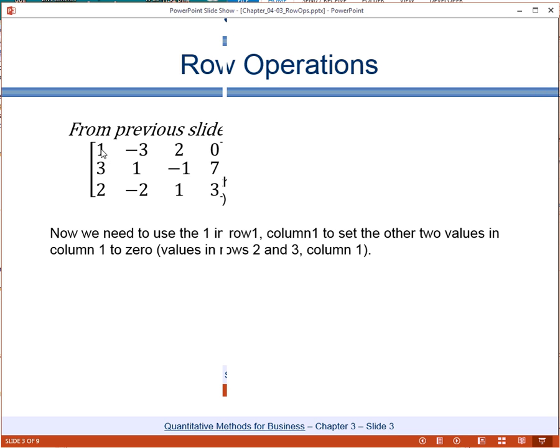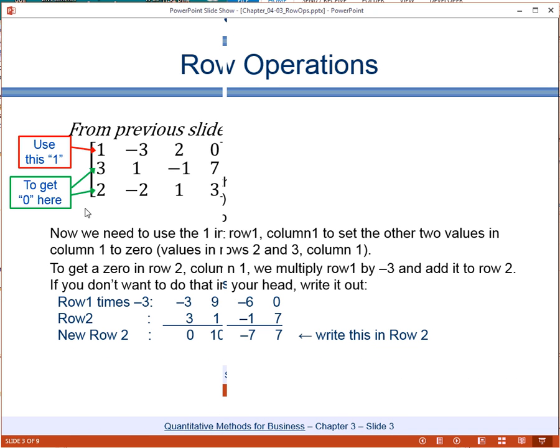So now that we've got the 1 in the upper left-hand corner, I want to use that value to get zeros in row 2 and row 3 in column 1. To turn this number from a 3 into a 0, I have to subtract 3 times row 1 from row 2, and do that all the way across, and that'll replace row 2. That's an allowable row operation.